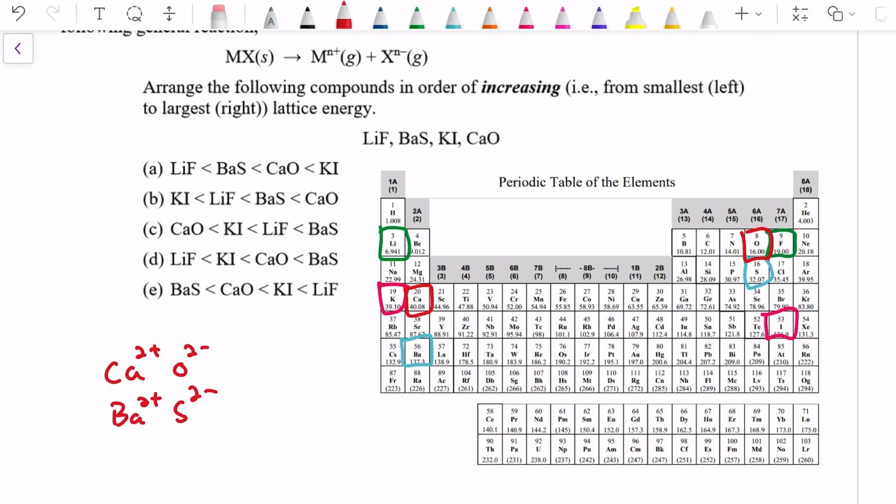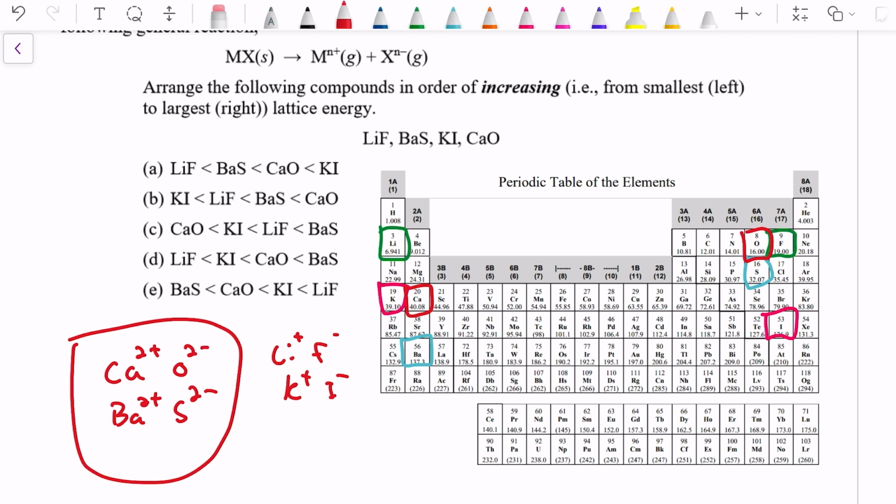So these two are already going to be way more than the lithium 1+, and the fluorine 1-, and then the potassium iodide. These two are going to be way more. So if we're arranging them in order of increasing, I know calcium oxide and barium sulfide are going to be on the right side. So no, and no. Okay, so now we just got to decide which one of these two is more so.